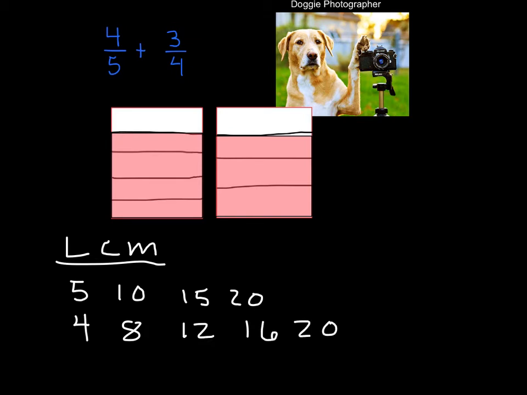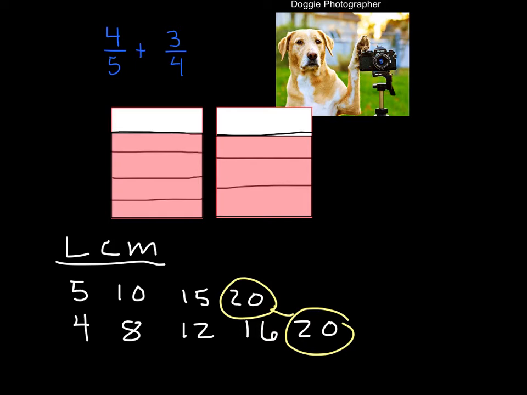And right there, bingo, I've got it. I've got 20 and 20 right there. So those are my least common multiple, because they're the first common denominator, or common multiple, I come to. So I'm going to turn these into 20ths.